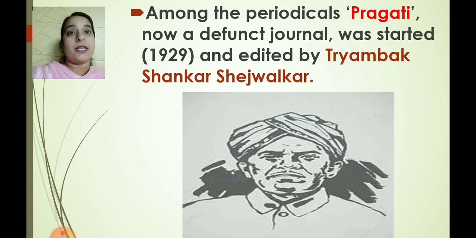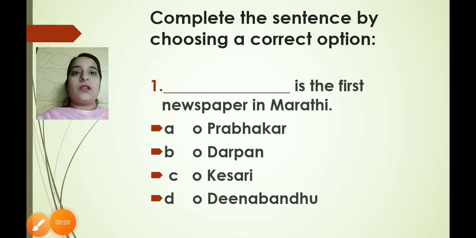Now children, we will be discussing what type of questions you can expect in your examination. Okay. So children, now have a look at the questions. Complete the sentence by choosing a correct option. Now the first one, dash is the first newspaper in Marathi. Yes, dash is the first newspaper in Marathi. So children, you will be given the options and you have to select the correct option.